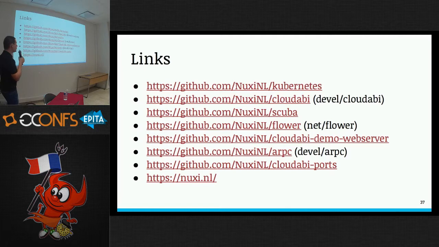So here's a bunch of links to GitHub repositories. So the patched up Kubernetes source, the CloudABI definitions, Scuba, Flower. A lot of these things are already in FreeBSD ports, and if they're not, a main reason for them is because they are CloudABI binaries, and those are packaged in a separate repository that you can just add to package through a config file. So this is actually all my slides.